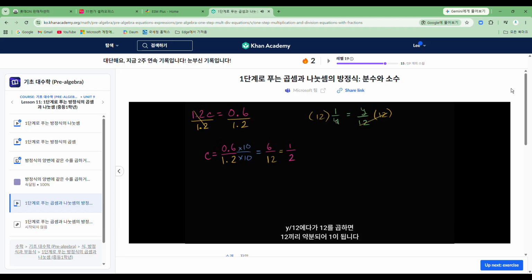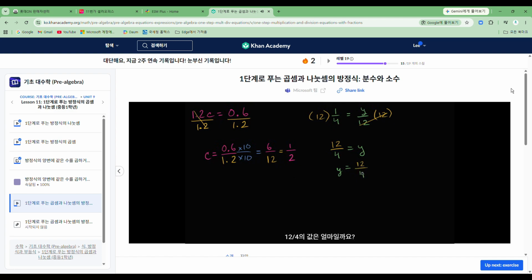Which is 12/4. So you get 12 over 4. 12 over 4 is equal to y. Or you could say y is equal to 12 over 4. Let me do that in that color, just so you see what I'm doing. I'm just swapping the sides. It doesn't change what's being said. Y is equal to 12 over 4.